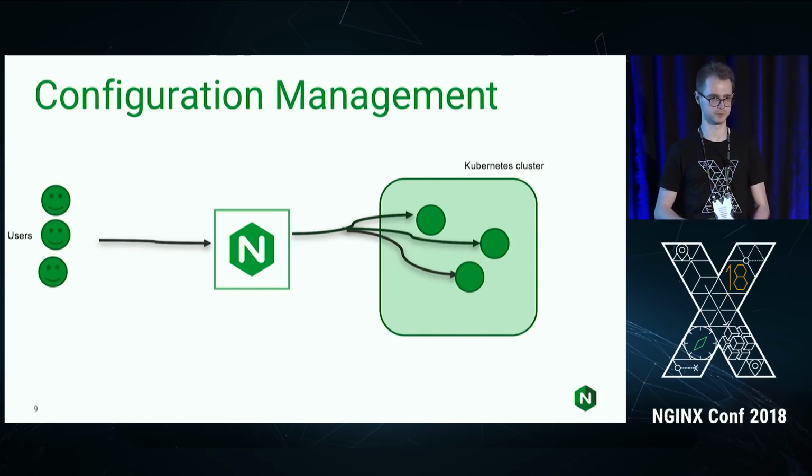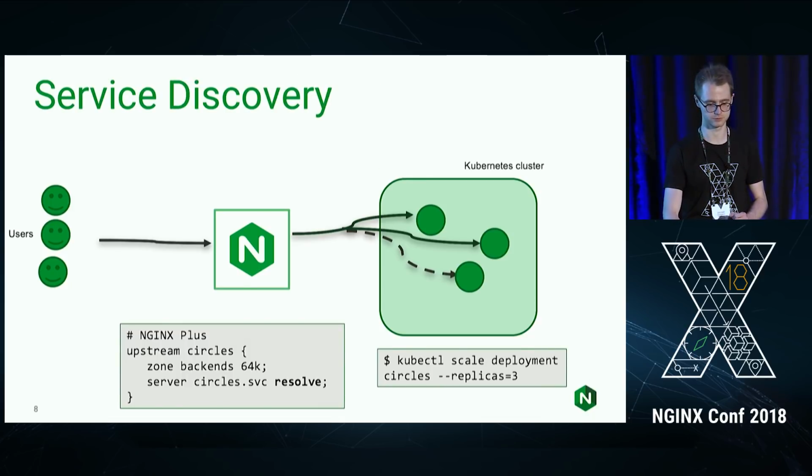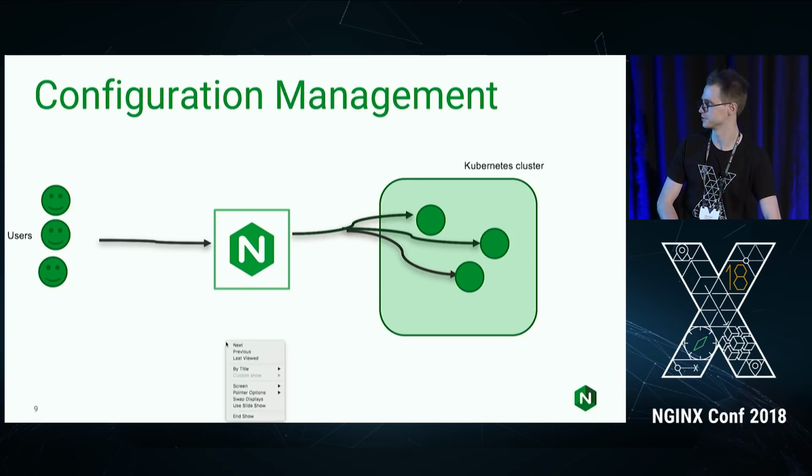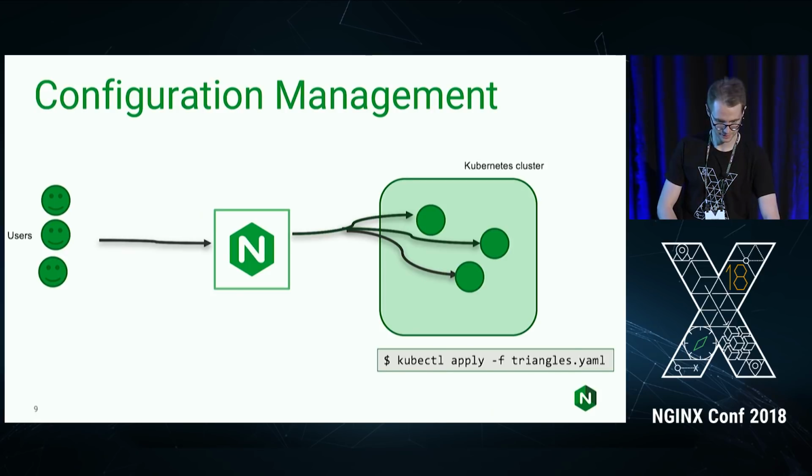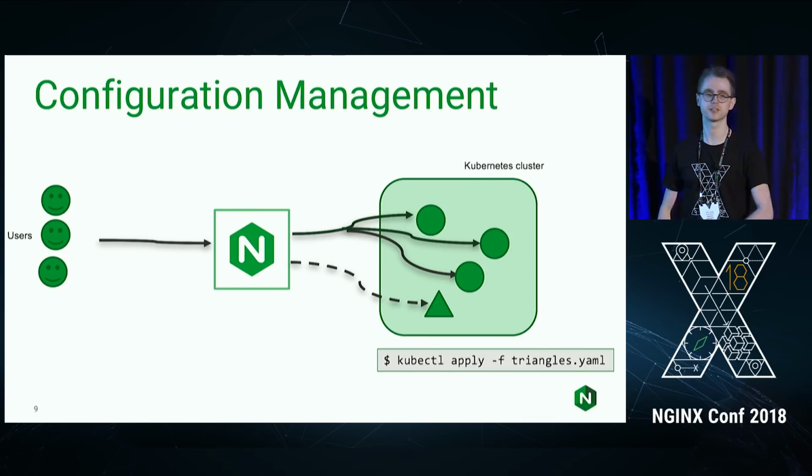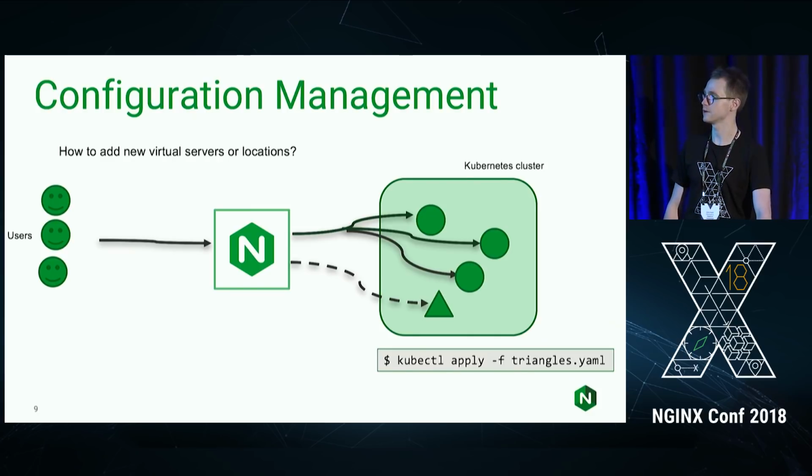The next potential problem is configuration management. So let's say we want to deploy a new application. Let's call it triangles application. So we deploy 1 pod of this application. Now we need to reconfigure NGINX to be aware of this application so that we can proxy our triangle pod. In our case, let's assume we need to add a new location to NGINX. So how do we do that?